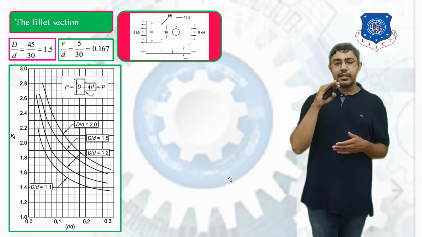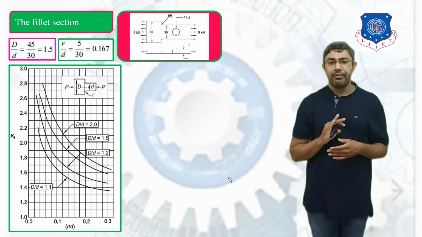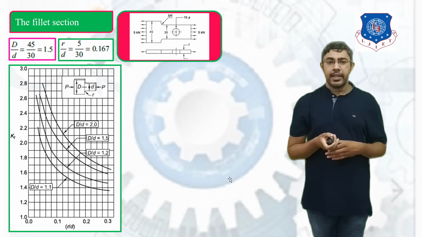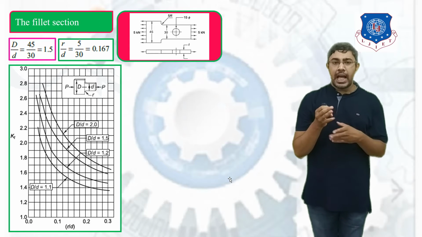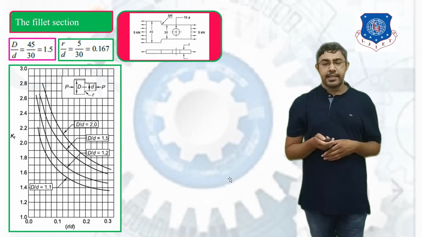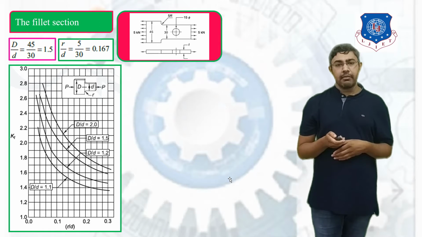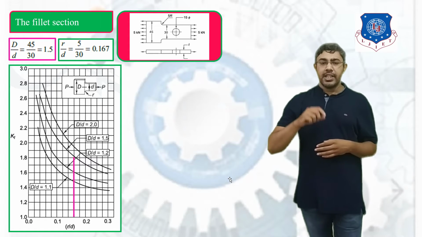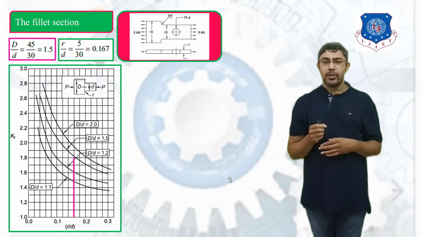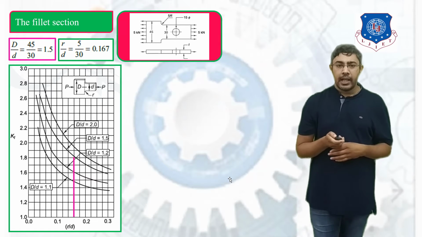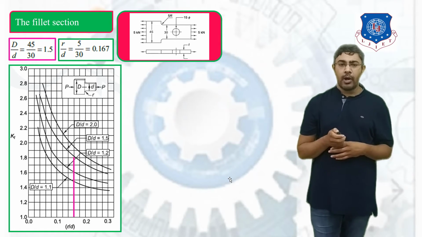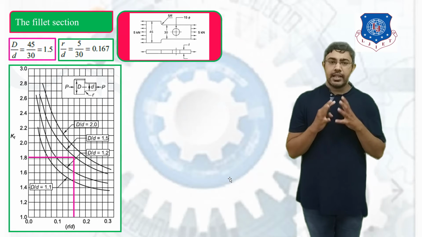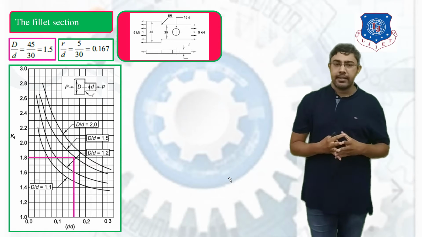So in our case, the capital D by small d ratio is 1.5, and our value of small r by d ratio is 0.167. From r by d equal to 0.167, we have to draw the vertical line which intersects the D by small d equal to 1.5 curve, and from this intersection point we have to draw the horizontal line to calculate the stress concentration factor at the fillet section.